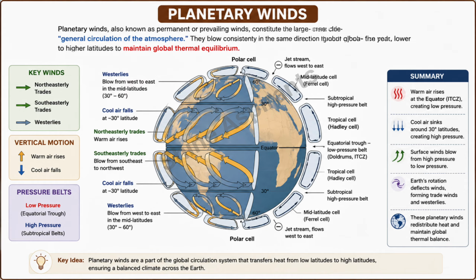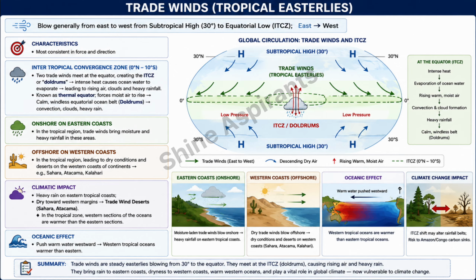Planetary winds, also called permanent or prevailing winds, constitute the large-scale general circulation of the atmosphere. They blow consistently in the same direction throughout the year, redistributing heat from lower to higher latitudes. 1. Trade winds, tropical easterlies, blow generally from east to west from the subtropical high at 30 degrees to the equatorial low at the ITCZ. Characteristics: most consistent in force and direction.